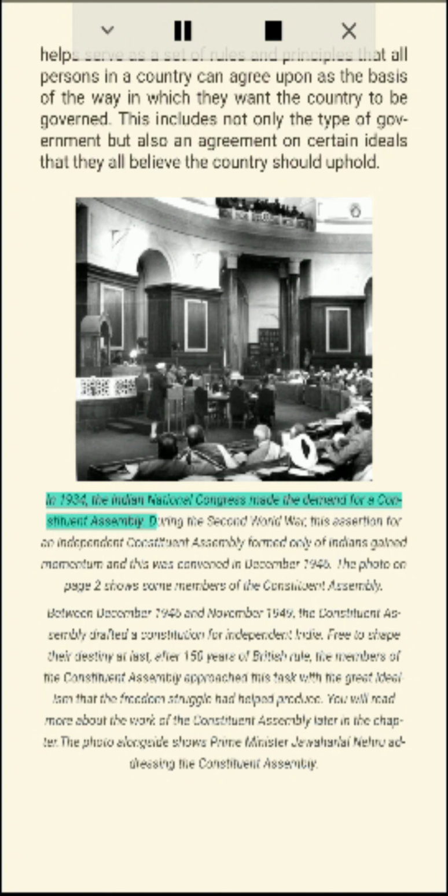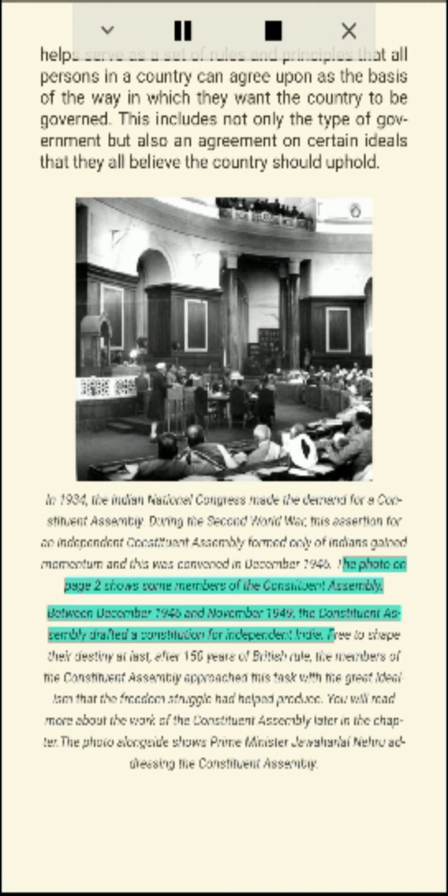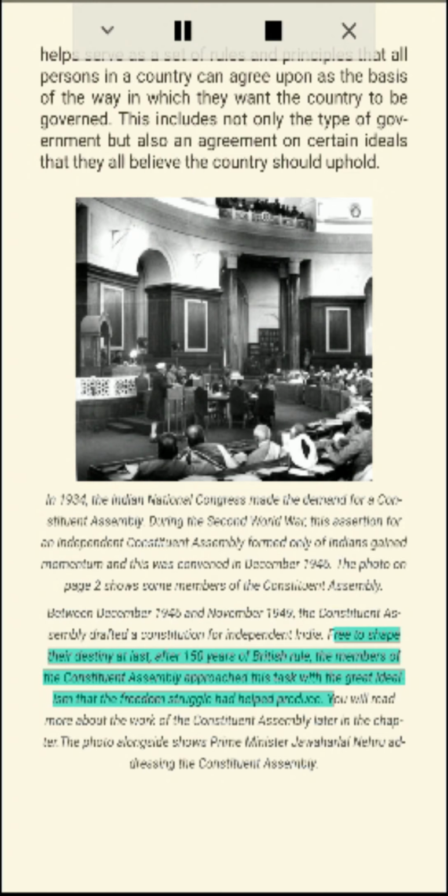In 1934, the Indian National Congress made the demand for a Constituent Assembly. During the Second World War, this assertion for an independent Constituent Assembly formed only of Indians gained momentum, and this was convened in December 1946. The photo on page 2 shows some members of the Constituent Assembly. Between December 1946 and November 1949, the Constituent Assembly drafted a constitution for independent India.